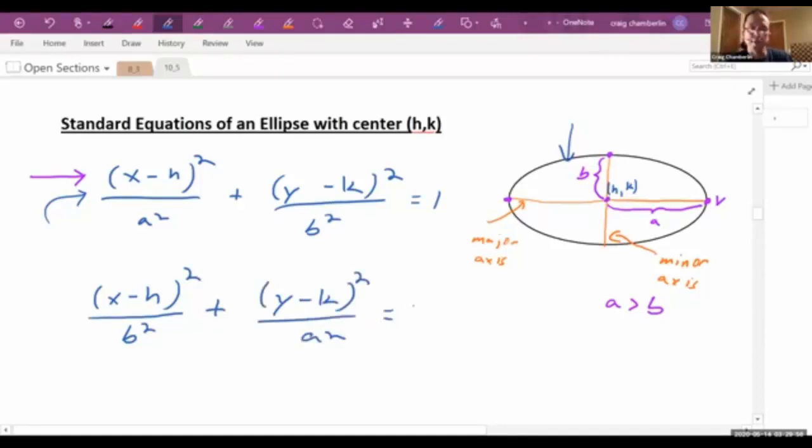That's equal to 1. So it looks the same. And the picture would just be this guy rotated 90 degrees. So rotate 90 degrees to get the picture.